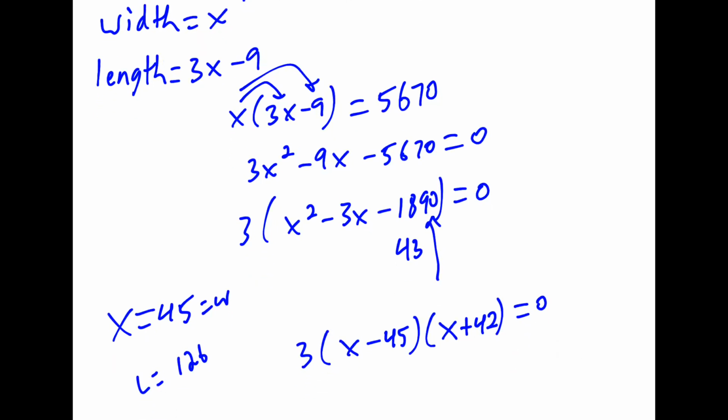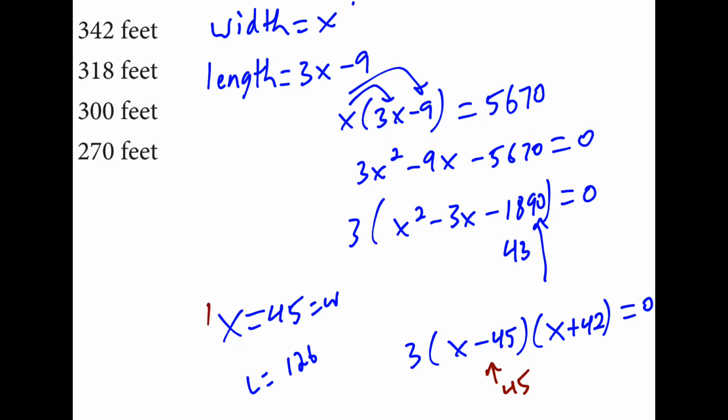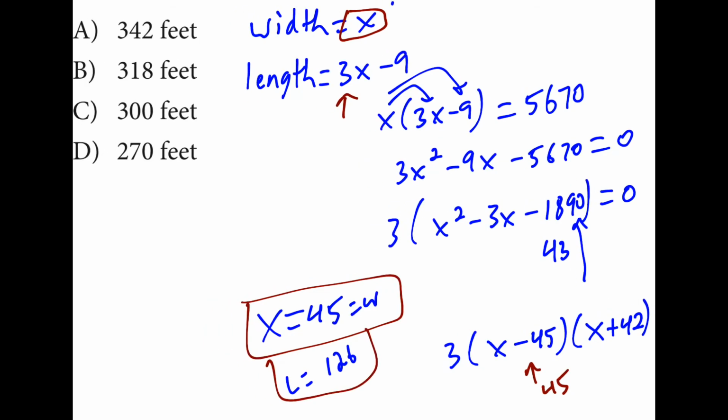Since our width can't really be negative, I'm going to pick this one as my x value. That tells me that x is equal to 45. So over here, x, which is my width, is 45. If I triple that and subtract 9, I get a length of 126. So I add these two together and I double them, and I get 342. 90 plus 252.